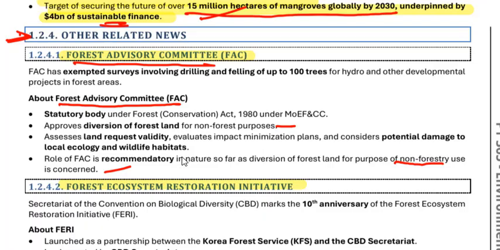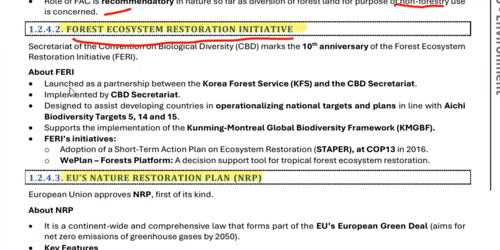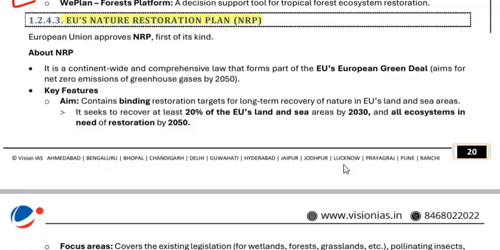Next is the Forest Ecosystem Restoration Initiative. Not very important, you can just go through this. I will put this PDF in my Telegram group, you can check from there. Next is the EU Nature Restoration Plan. Of course, this is about the European Union. You can go through this, not very important for the exam.